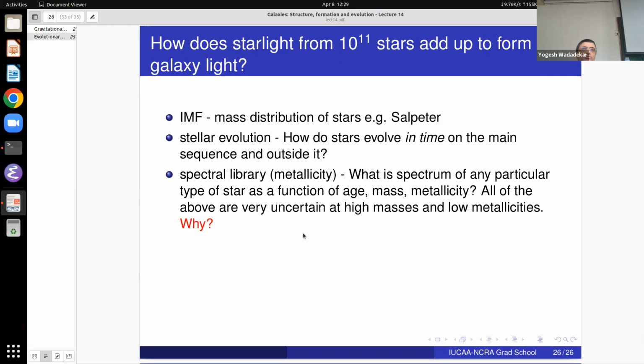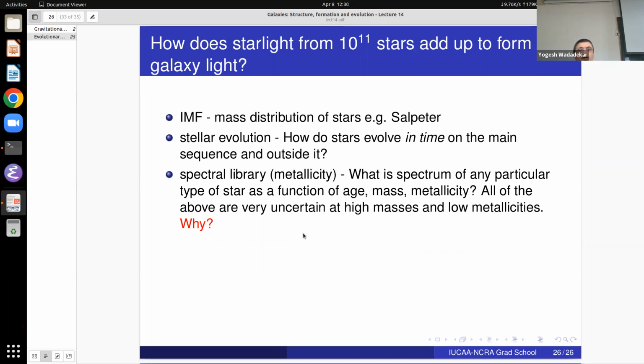You need a spectral library as a function of metallicity that tells you what the spectrum is. So if I ask you, I have one G2-type star here, it has a metallicity of 0.5 solar, it is so many years old, can you tell me the spectrum that this star will have? So you need the spectrum as a function of age, as a function of mass, and as a function of metallicity.